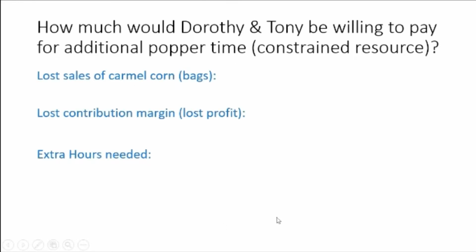Now, moving ahead to think about relaxing this constraint, maybe in the long run, how much would Dorothy and Tony be willing to pay for additional popper time? Well, we're going to look at the lost sales in terms of units, and this is going to help us compute the lost contribution margin, which, because fixed costs are not changing, is also the lost profit. And then we can identify the extra hours needed, and this will help us figure out how much they would be willing to pay for additional popper time.